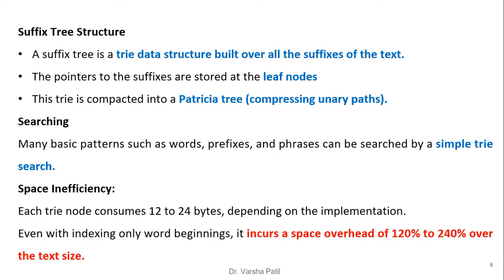Suffix tree structure. A suffix tree is a trie data structure built over all the suffixes of the text. The pointers to the suffixes are stored at the leaf nodes. This tree is compacted into a Patricia tree, that is, compressing unary paths. Searching: many basic patterns such as words, prefixes and phrases can be searched by simple trie search. Space inefficiency: each trie node consumes 12 to 24 bytes depending on implementation. Even with indexing only word beginnings, it incurs a space overhead of 120 to 240% over the text size.